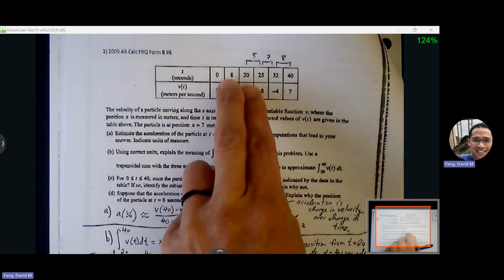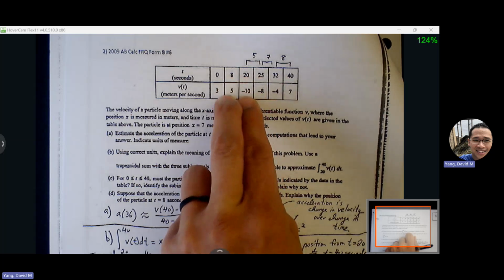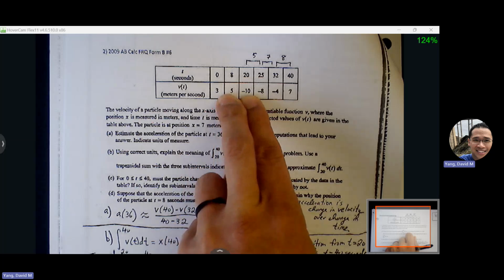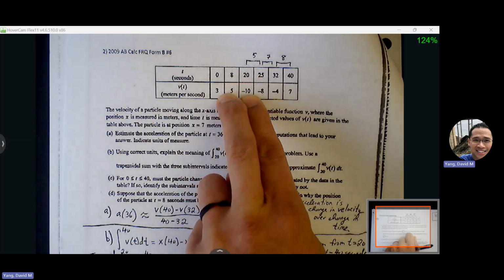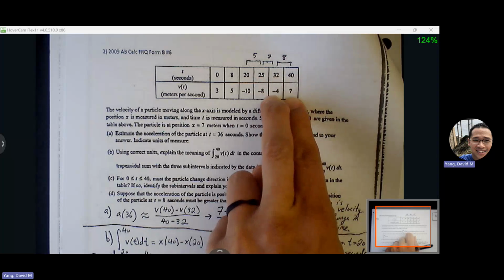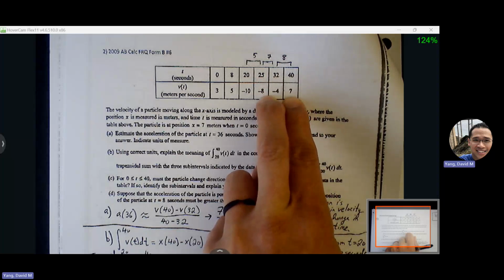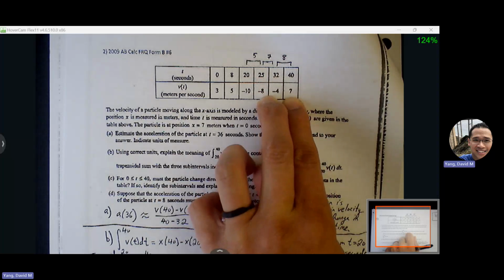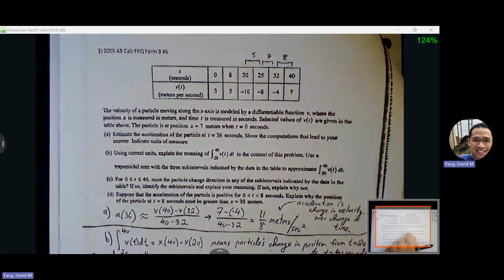So positive, negative, there's a change of sign between 8 and 20. So we know there's a direction change at least once in that time interval. And then another one between 32 and 40. Now there could be multiple ones. There could be a lot of things happening that we don't see, but we've got to have at least one because of the sign change.